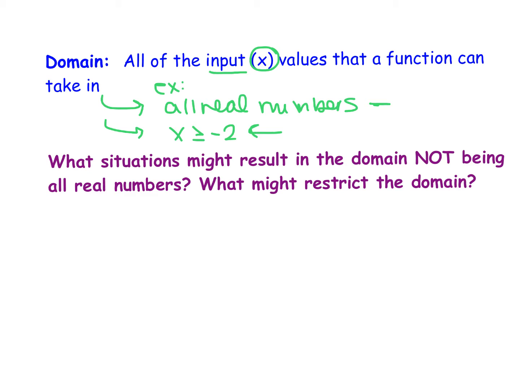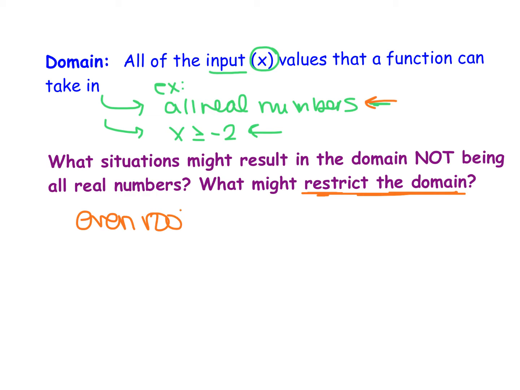So what I like to think about is the situations where the domain might not be all real numbers. Because most of the time when we see a domain, a good chunk of the time it is all real numbers. So I like to think of situations where maybe you have a restricted domain, where there's x values that definitely won't work. And when I start to think about that, I think about things like even roots.